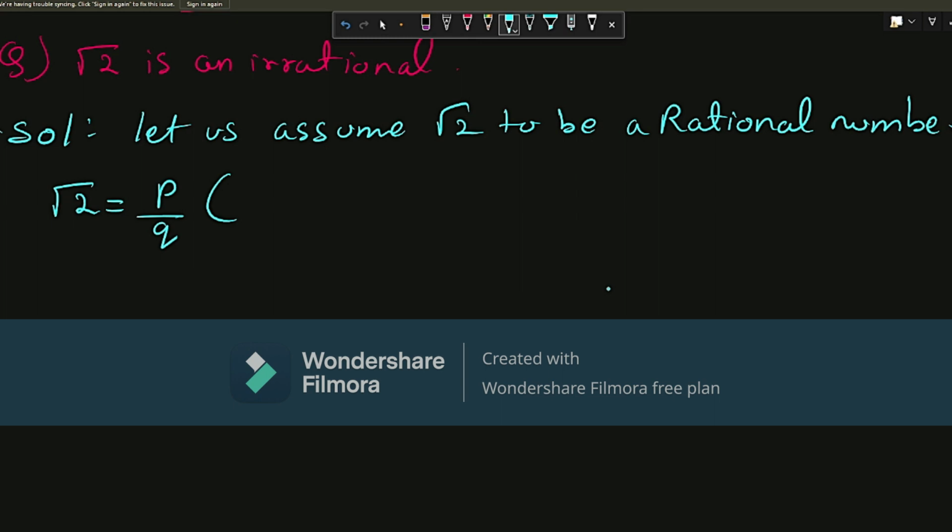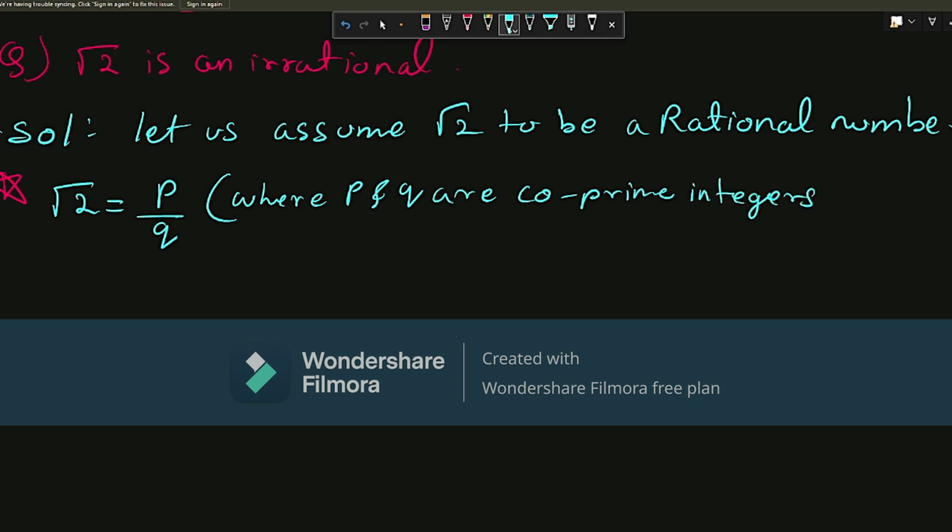Now this step that you're going to write here is really important. Without this step you will lose marks. So I will write this one as extremely important, star. Now write where p and q are co-prime integers and q not equal to 0. This is a statement that you have to write.